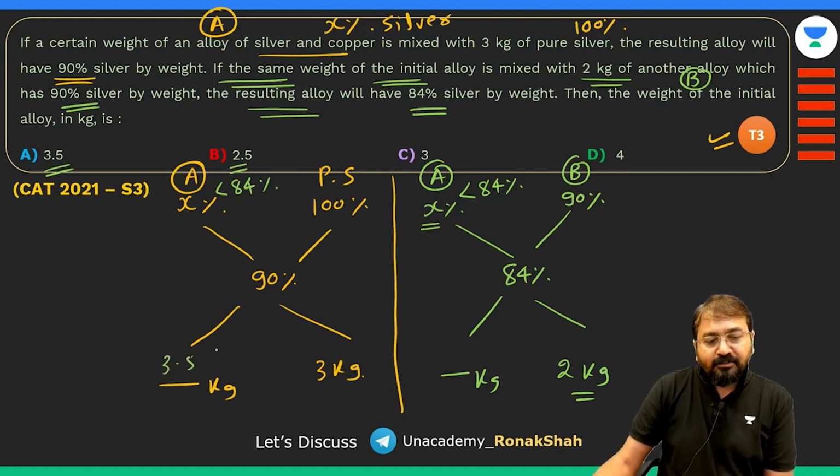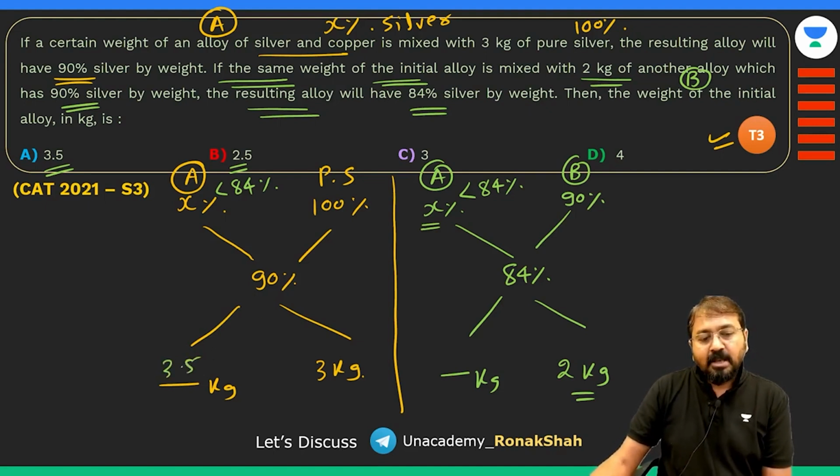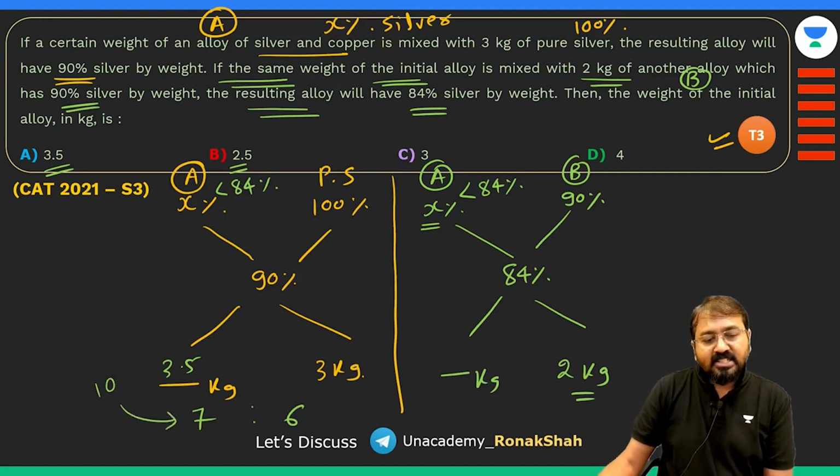If I take 3.5 over here, this will actually make it very complicated. It will not gel with the numbers. For example, 3.5 and 3, that means you can say this is a 7:6 ratio. I will not get it because 100 minus 90 is actually 10. It doesn't gel over here.